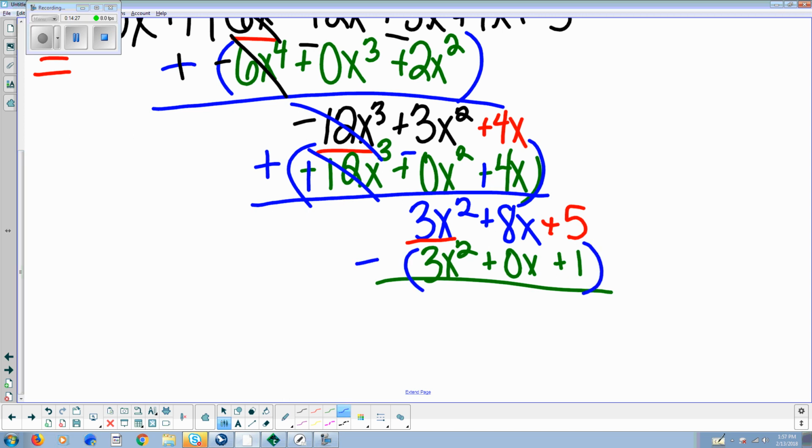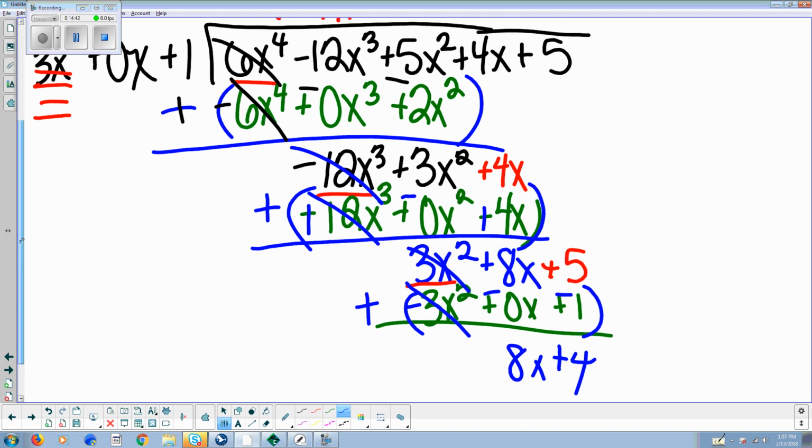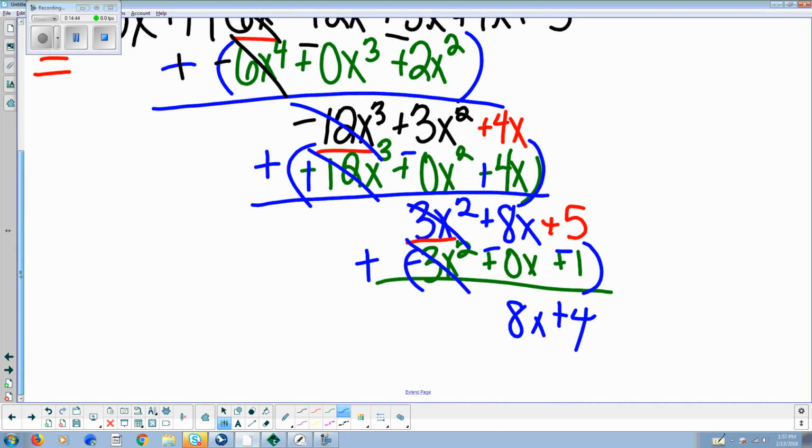And then distribute the negative. Adding down, 3x squared cancel. 8x plus nothing is 8x. 5 plus negative 1 is 4. I have nothing left to bring down. So that tells me that 8x plus 4 is my remainder.